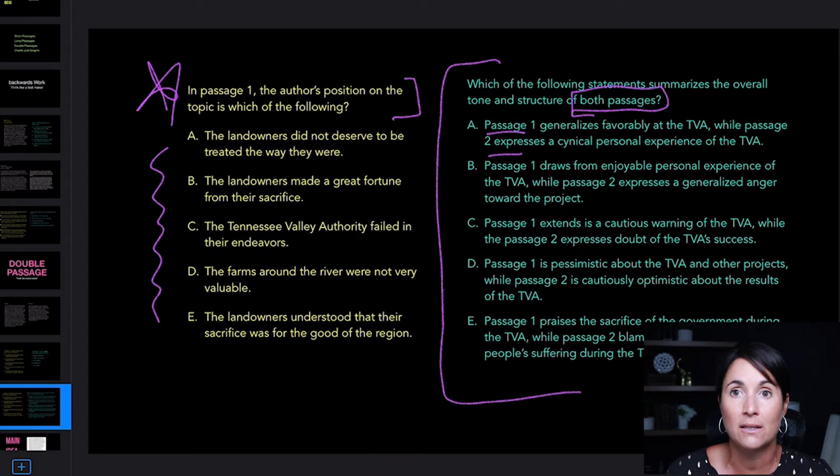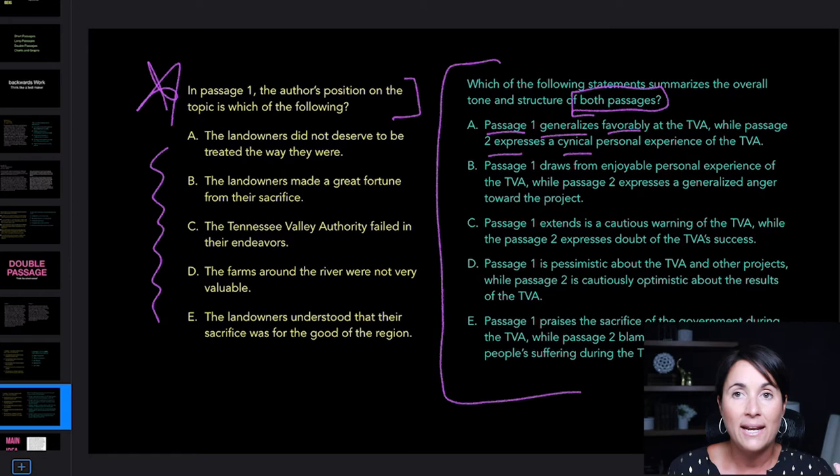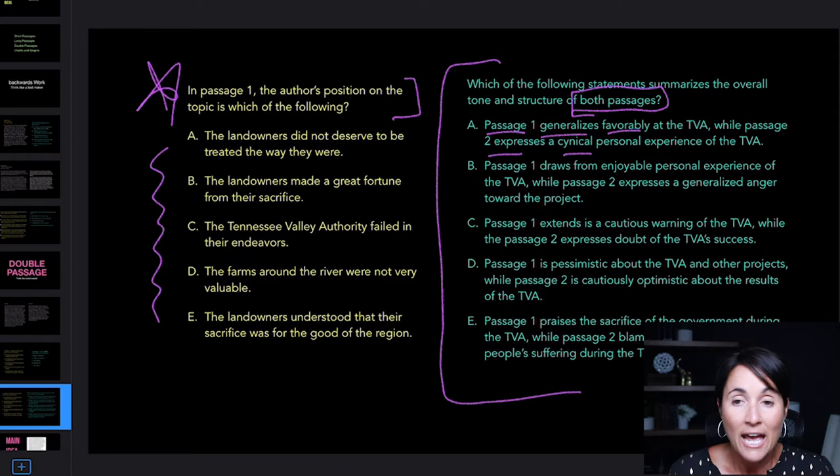Here we have passage one generalizes favorably, while passage two expresses cynical. If you've already read this because you've already answered the passage one only questions and the passage two only questions, you know right away that passage one is happy, favorable, and passage two is cynical. If passage two is not cynical, get rid of it. Now, I'm not reading through this with you. A could be the right answer. I'm just talking about this in general terms.